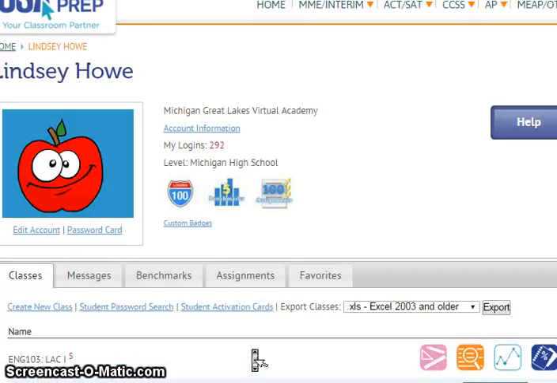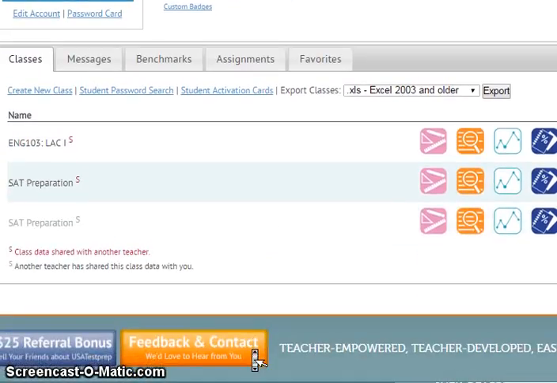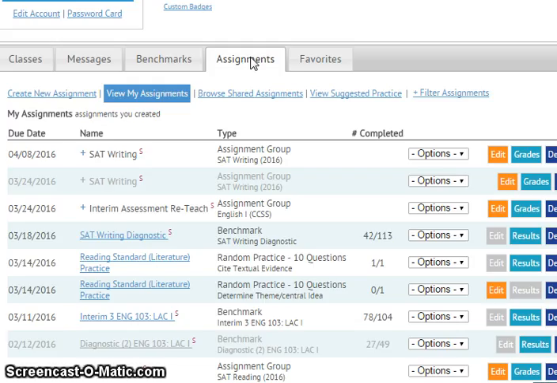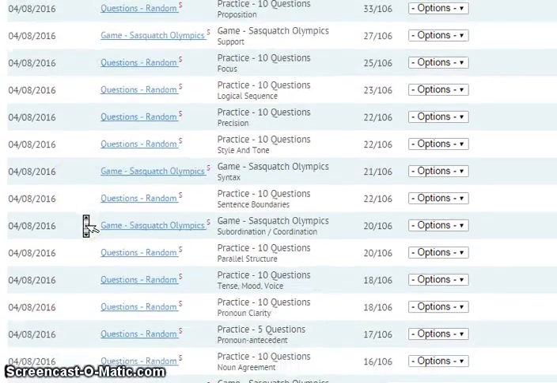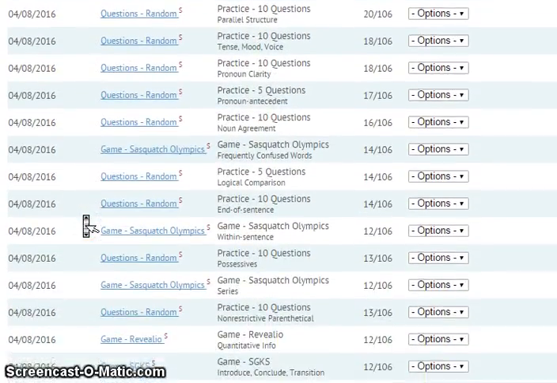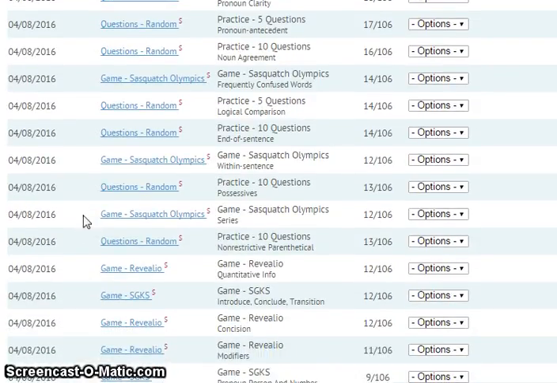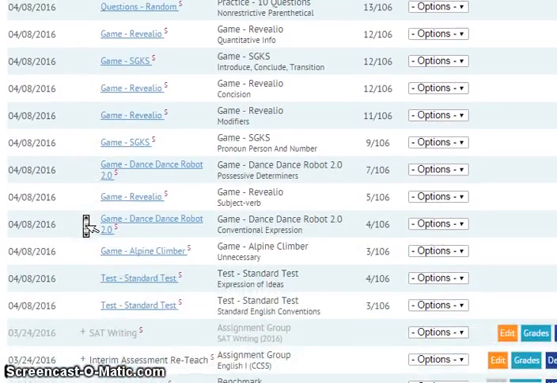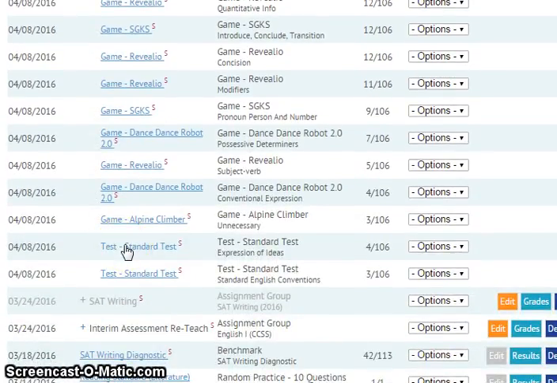So you'll log in. Yours is going to look a little different. If you just scroll down, you'll be able to find SAT writing. I actually have to go to the assignments portion because it's a teacher account. You'll click the plus sign, and then this will be all of the assignments. You don't have to go in order. I have it set so you don't have to work in order. And then by April 8th, you will have to have taken the 2 standards tests at the end.